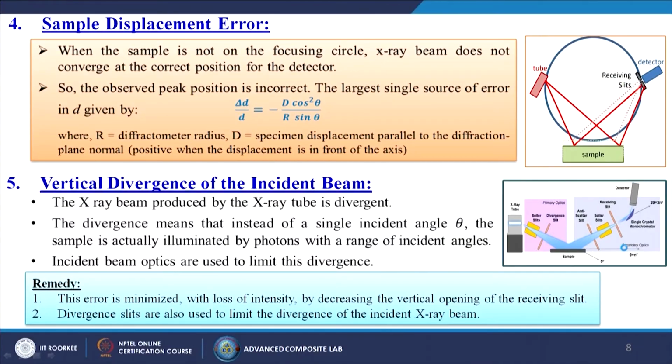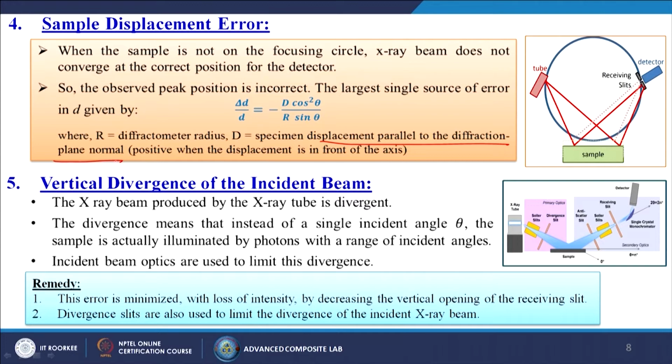The largest single source of error in d is given by del d by d is equal to minus capital D cos square theta by R sin theta, where capital R is the diffractometer radius, and D is the specimen displacement parallel to the diffraction plane normal. It is positive when the displacement is in front of the axis itself.